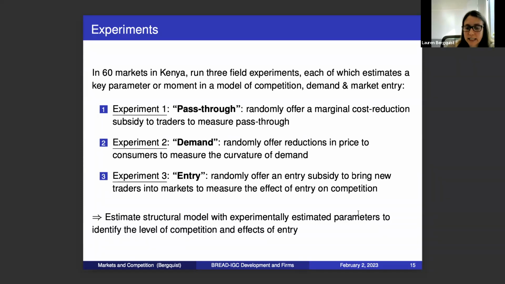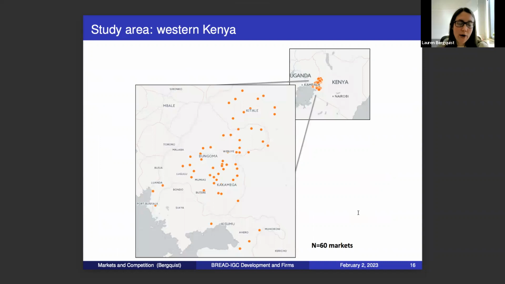We're going to then take these experimentally estimated parameters and embed them in a structural model, and that's going to help us to identify the level of competition and the effects of entry. Okay, so a little more detail here.